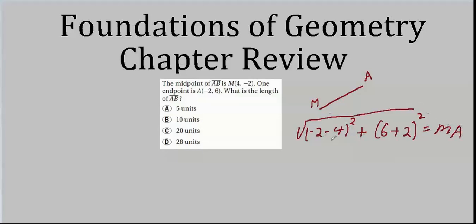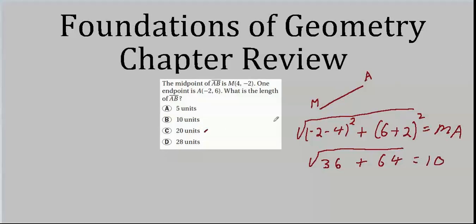Well, what do we have here? Minus 6 squared. That's 36. 8 squared. So we can put 64 down here. We want the square root of that. And, well, that looks like 100 to me, and the square root of 100 is 10. So let's just write it down here. So what's the whole length? 20 units.